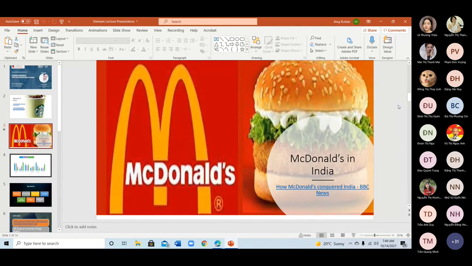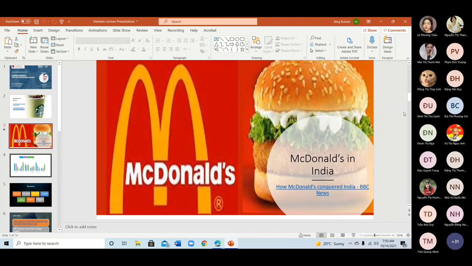Initially, many of their outlets were bamboozled by the political parties. So what was their learning? How was McD such a successful brand in the Indian market, and still it is going on as one of the favorite brands for people of India, mainly for youngsters? Why? How did this turnaround happen? This link is also saying how McD conquered India.